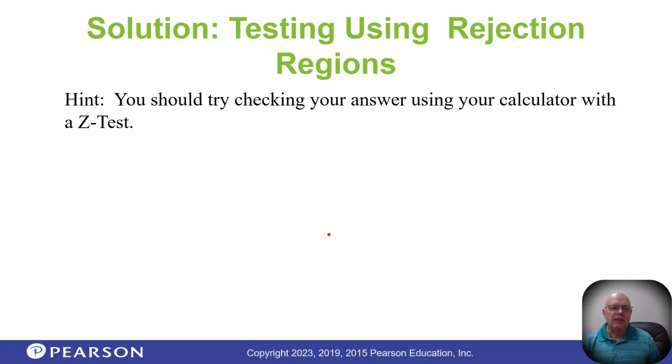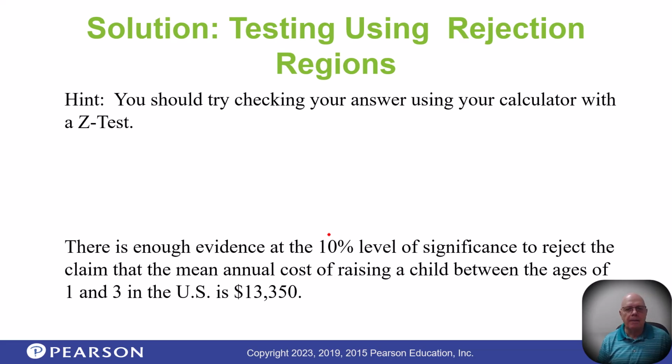So you reject it, and I would suggest, remember I showed you an alternate way of doing a z-test? Go to Stat, Tests, z-test, and fill in the blanks. And there is enough evidence. We rejected the null, so at the 10% level of significance, we can reject the claim. Because remember, the claim was equality.